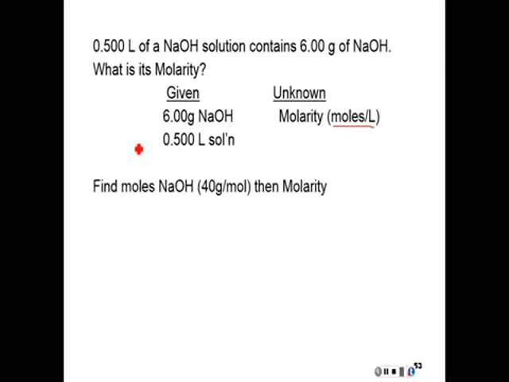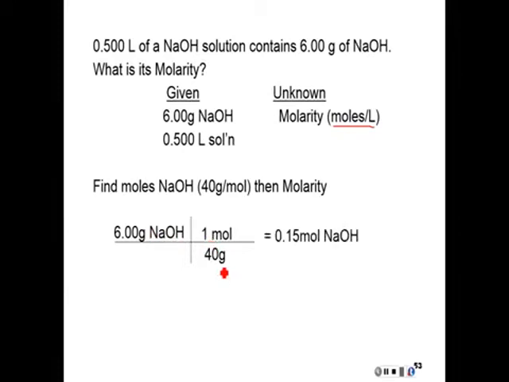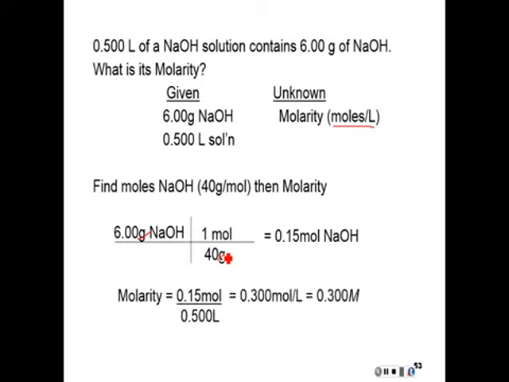The molar mass of NaOH is 40. So that's sodium plus oxygen plus hydrogen. And then we get the molarity. So to get the moles, we're going to take my given information and multiply it by 1 mole over 40 grams. That's going to give me 0.15 moles of sodium hydroxide. Now the grams would cancel out. And then I'm going to take my 0.15 moles of sodium hydroxide and divide it by my liters, and I get 0.300 moles per liter. Or I can write it as 0.300 capital M. And that's how you find the molarity.